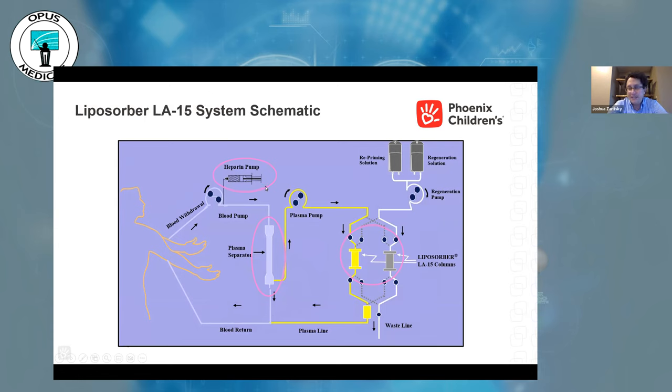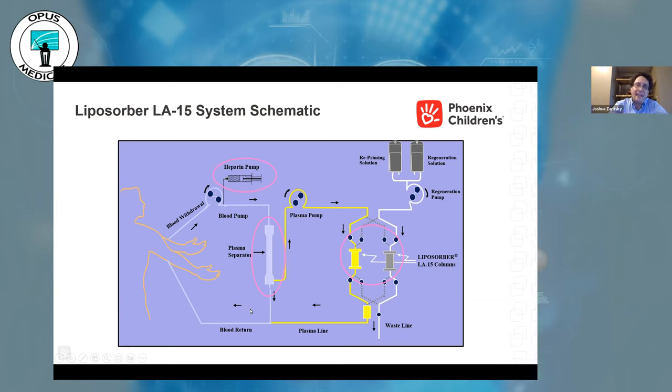So if you're familiar with dialysis, it's a very similar situation. It's then run through a column, which is a plasma separator. As opposed to regular TPE, where you use a centrifuge to separate out the plasma, here we use a filter. That plasma is then run through a liposorber column. The plasma is then returned to the patient.